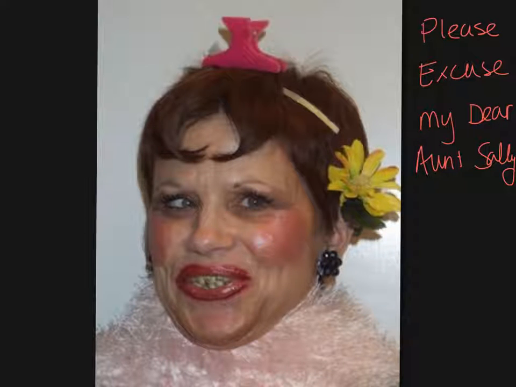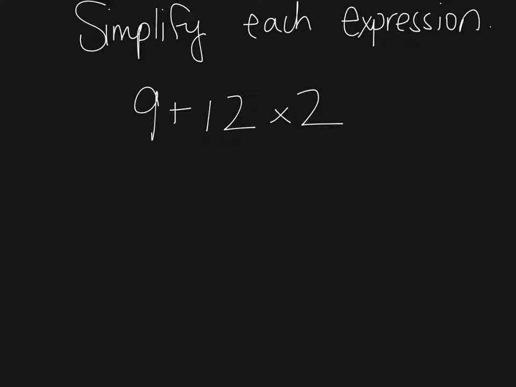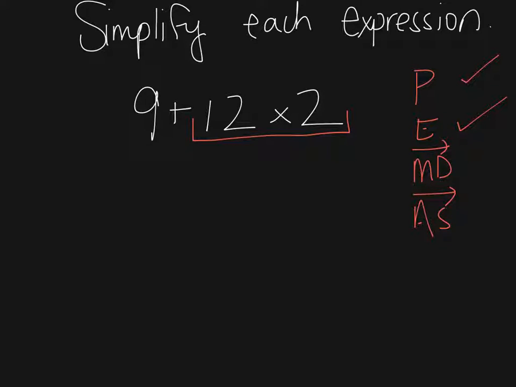Let's do some problems. Now that we have a whole lot of background information, let's do some problems to start practicing what we've talked about. Simplify each expression. So now if I'm going to follow the order of operations, please excuse my dear from left to right Aunt Sally. Let's say I should start at parentheses. Are there any parentheses? No. Exponents? No. Multiplication? Yes. So that means first off I'm going to start by doing 12 times 2. And that would give me 24 plus 9.